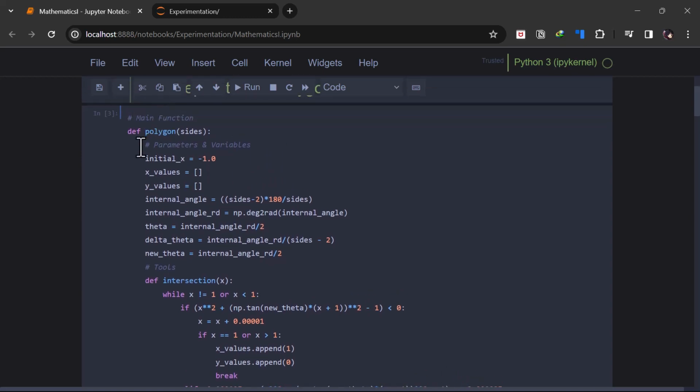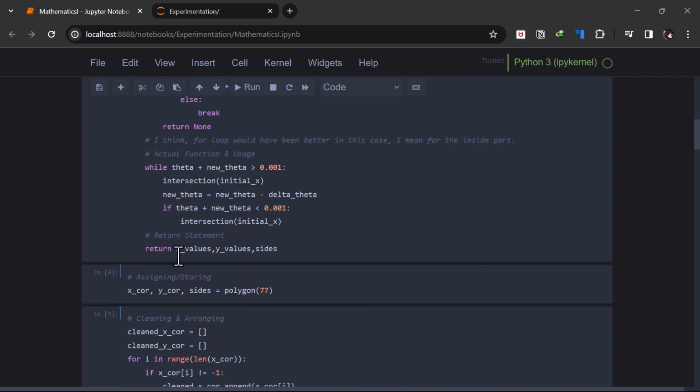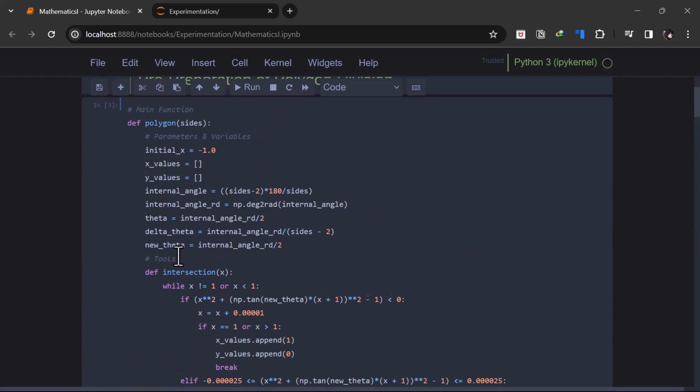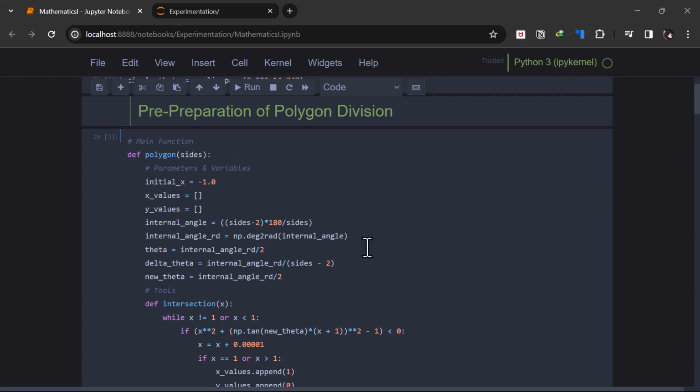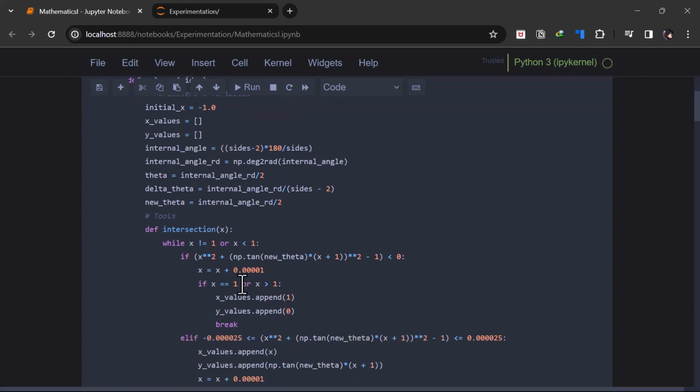Now I have made a function called polygon, which takes in sides as its input, and it spits out the x coordinates and the y coordinates of the vertices as an output. So these are all the variables that I have used. Some of the variables I have not actually used, but I've just defined them. For example, the internal angle in radians, I have just defined it because I wanted to use the degree to radian function, but I have not actually used it in the function itself.